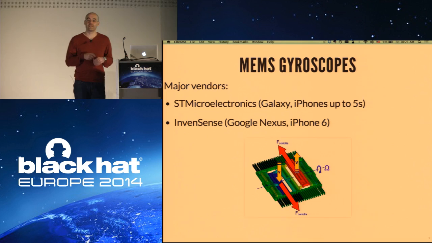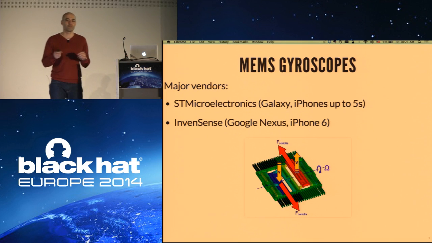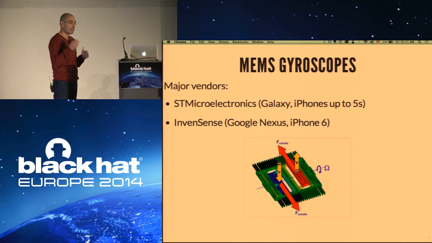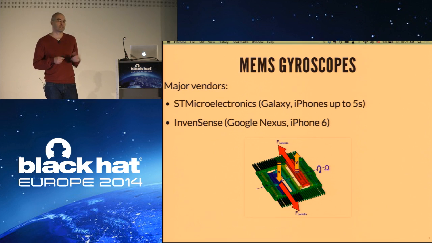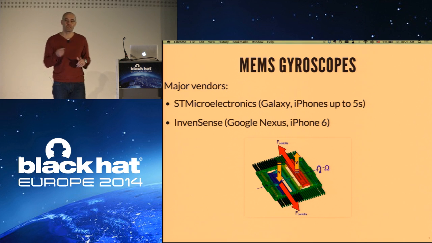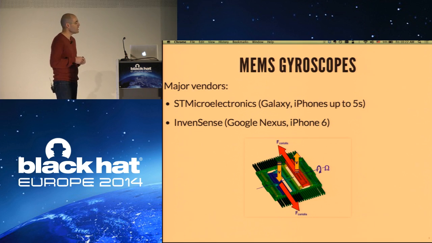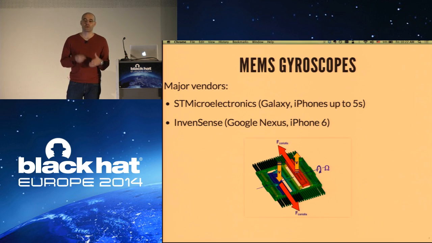So let's talk a little about gyroscopes. As I said, gyroscopes are a little piece of hardware, a few millimeters in size, which can be found in every mobile device, and which, again, measures the angular velocity of the phone. And there are two major vendors for gyroscopes. The larger vendor is ST Microelectronics, which provides the gyros for all Samsung Galaxy line phones, and for iPhones up to 5S. And the smaller vendor is InvenSense, which provides the gyros for the Google Nexus line of phones, and now for iPhone 6. Now, regardless of the vendors, all gyroscopes work the same way.